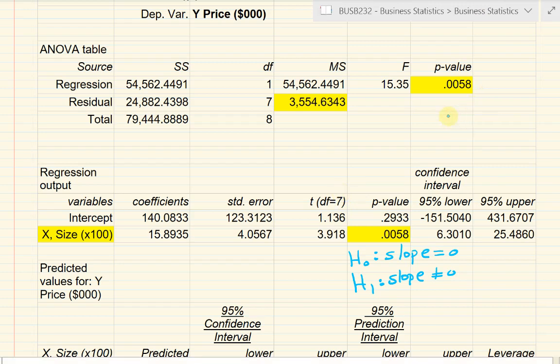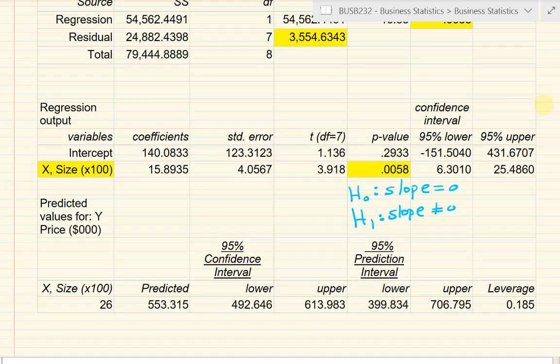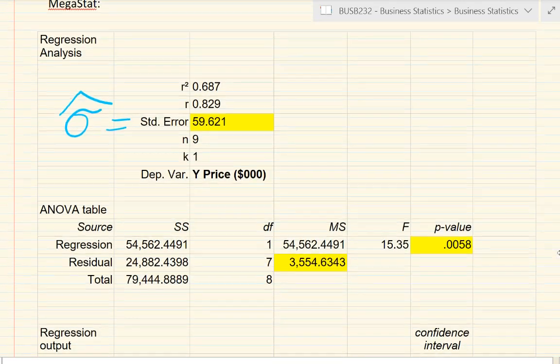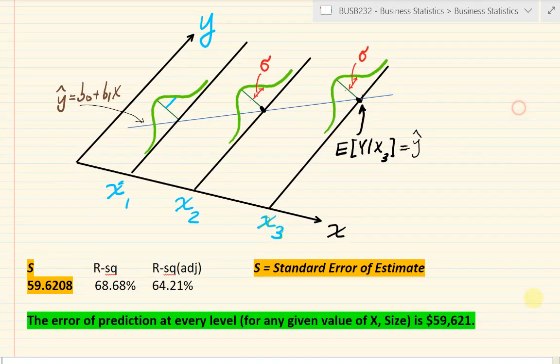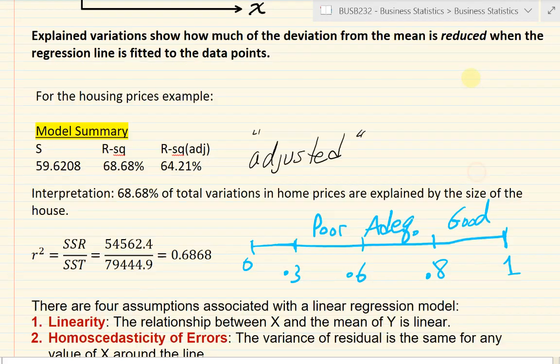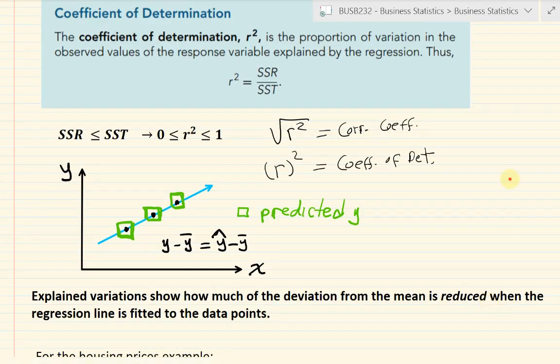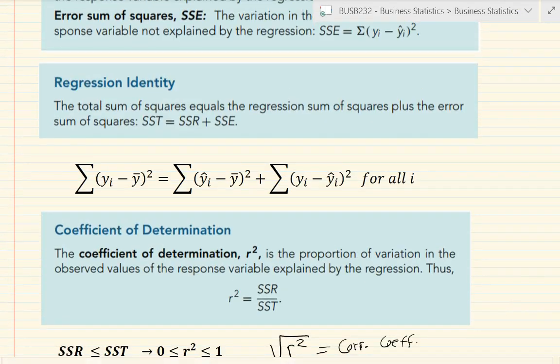Okay, let's go down. Finally, this is the last part. I didn't talk about this, but it comes in the output. Might as well talk about it. So here's the predicted value of y when x is 26. I did it up here. Let me go up. Remember, we made a prediction right up here. And there is our prediction.